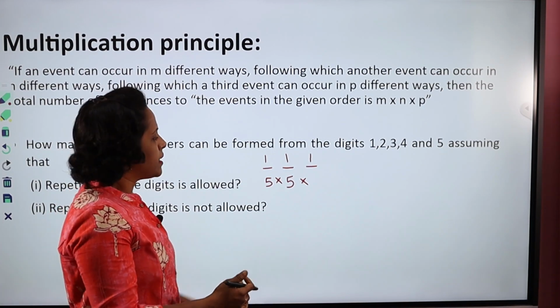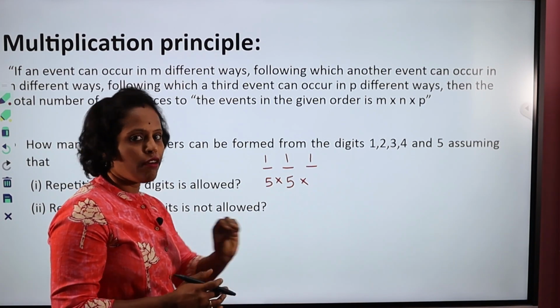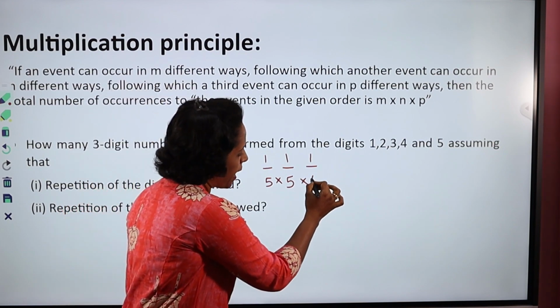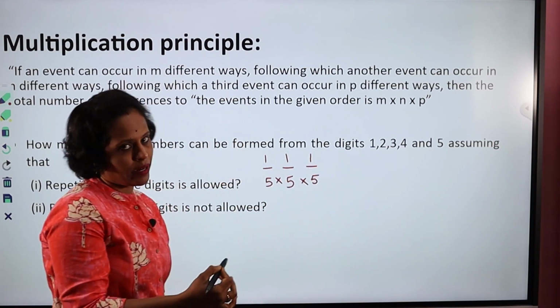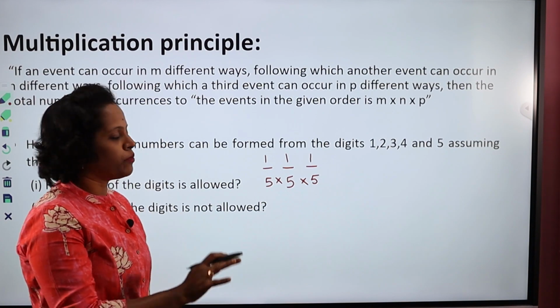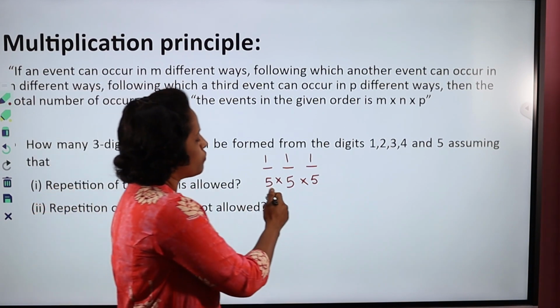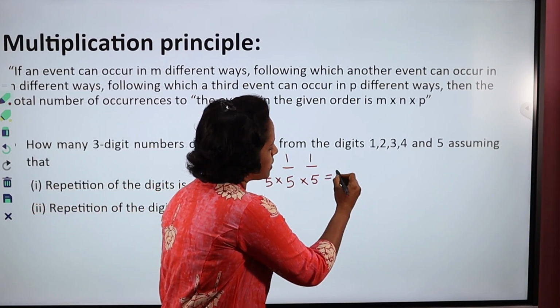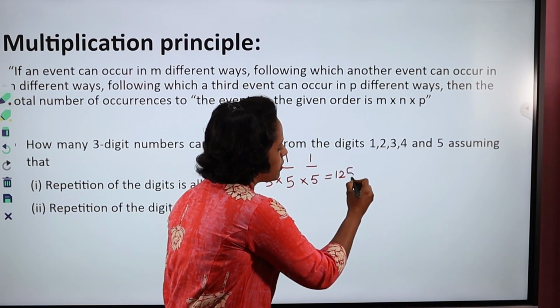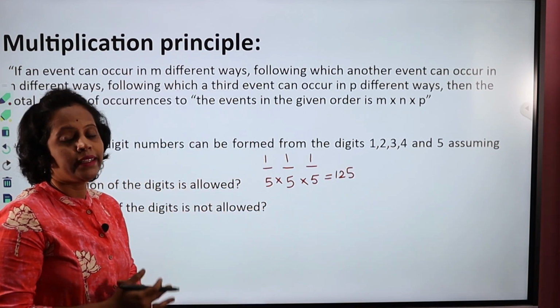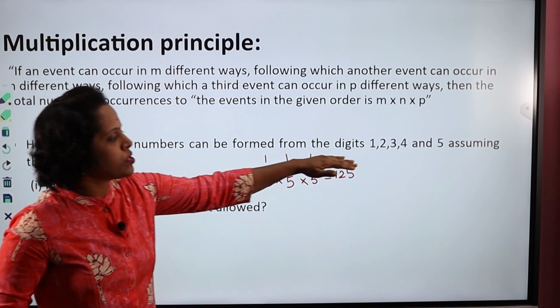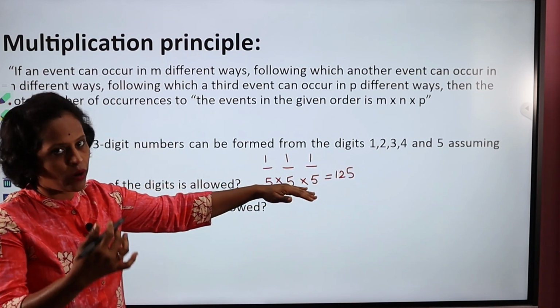In this case, the second blank can also be filled in 5 different ways. The third blank can also be filled in 5 different ways because repetition is allowed. And we have 5 numbers, right? So, 5 5s are 25, 25 5s are 125. So, 125 3-digit numbers can be formed using the digits 1, 2, 3, 4 and 5.